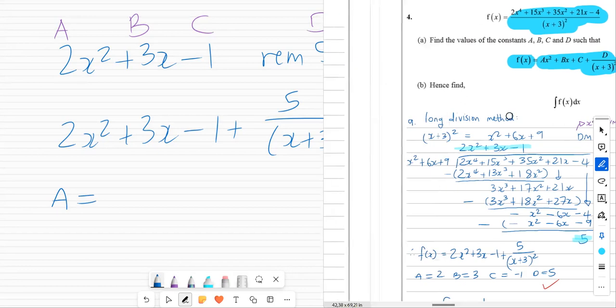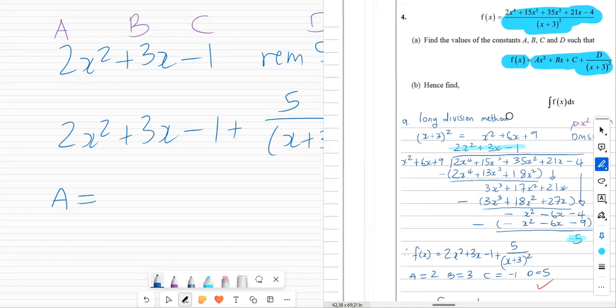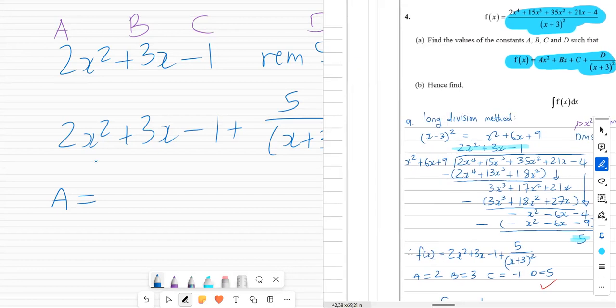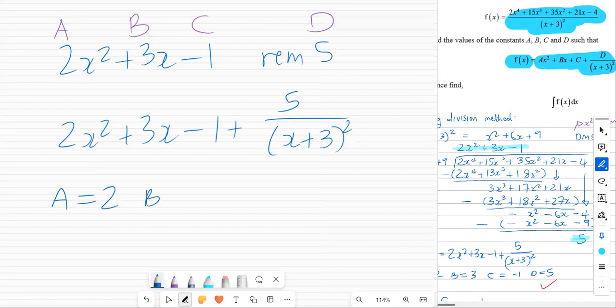We just find the constants A, B, C, and D. So you just write A equals 2, B equals 3, C equals minus 1, and D equals 5. And that would finish off your answer. Okay.